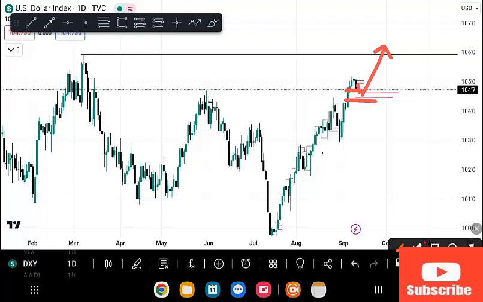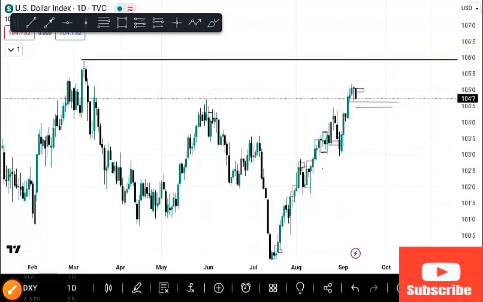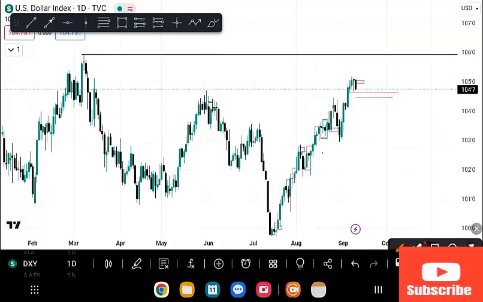But for this moment, for this class, the first thing to know is that fair value gaps serve like magnets to price. So once you're able to spot them in price action, expect that they will attract price to themselves.